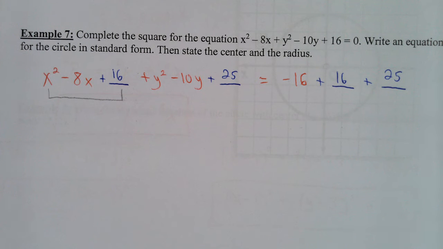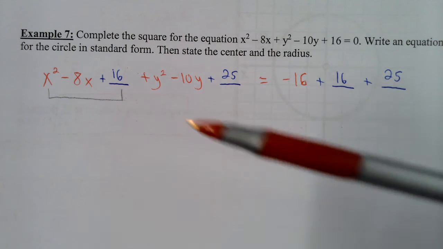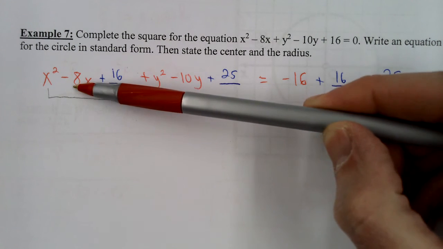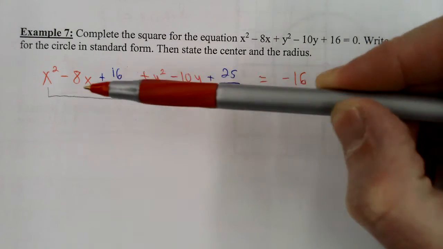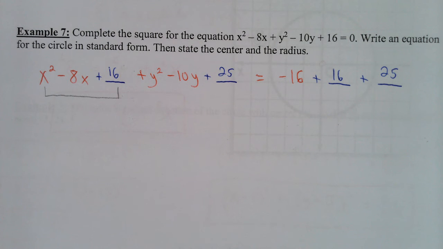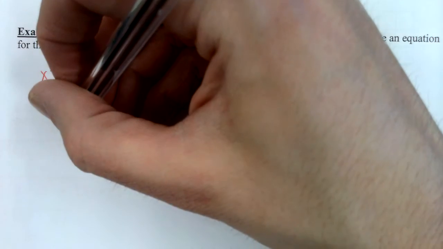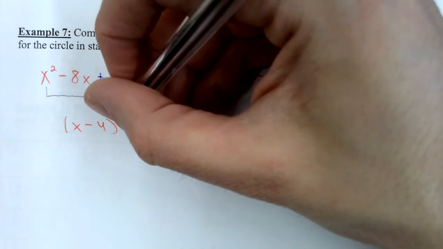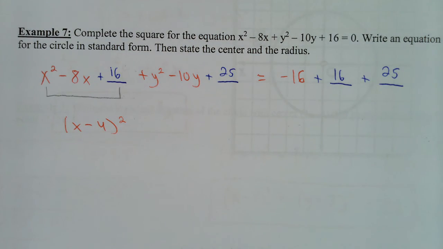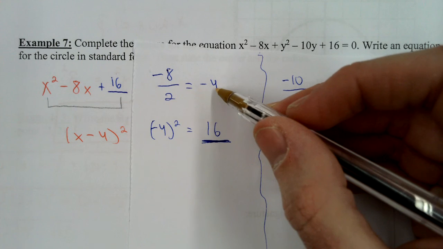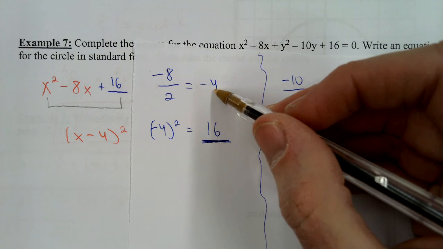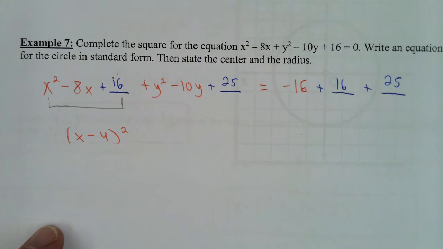Did I say that right? I meant to say what two numbers multiply to 16 and add to negative 8? It's going to be negative 4 and negative 4. So you rewrite it as x minus 4 squared. The shortcut is whatever number that is, with the sign in front of it. So it's negative 4 there, so it's negative 4 there.